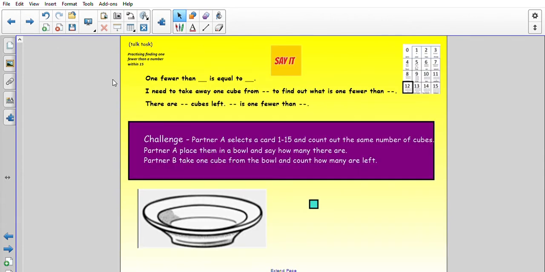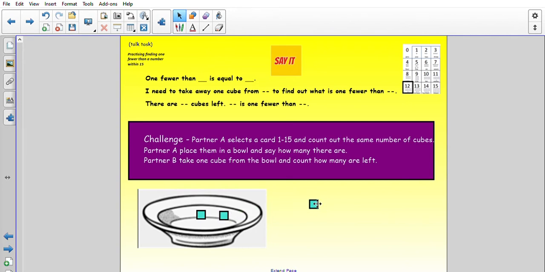Right, now it's our turn to have a go at playing these things. It's a bit like we've just been doing with the cubes, but this time we're going to use the bowl, just like we did yesterday. You're going to choose a number card from our number cards here, and I've already chosen number 12. Then we're going to count that amount of cubes into our bowl. So shall we count 12? Are you going to help me?